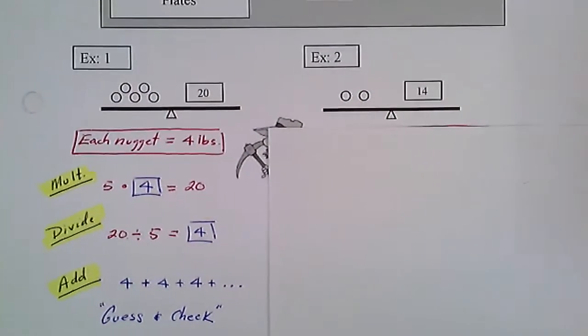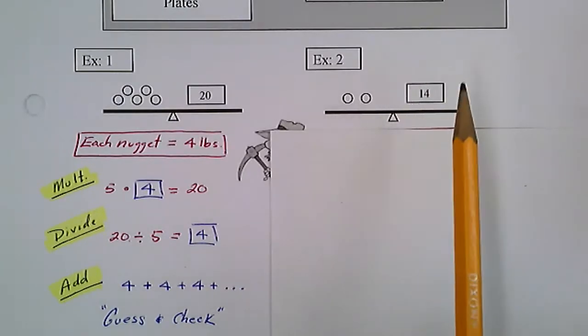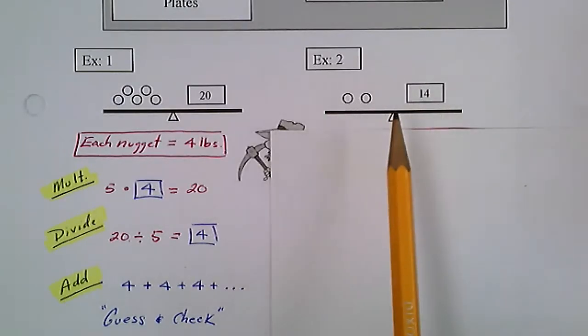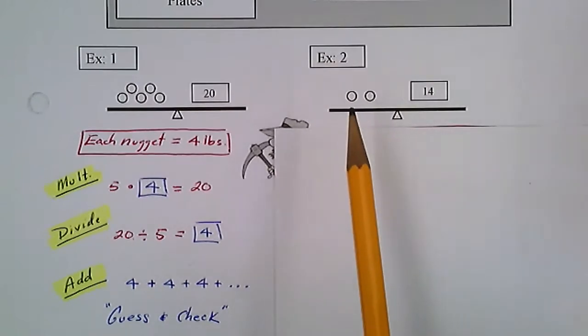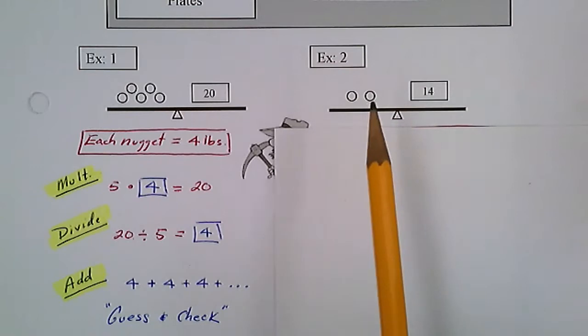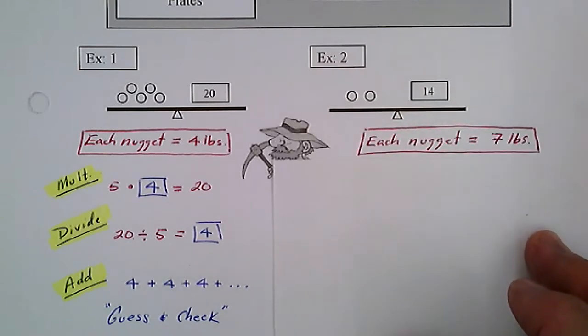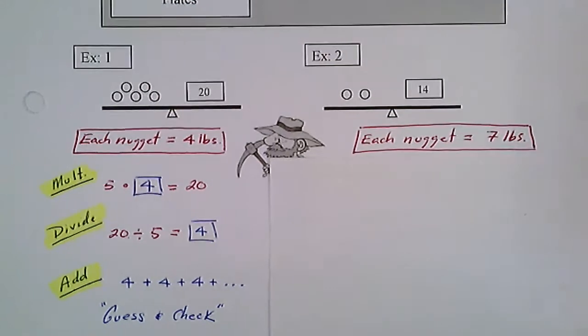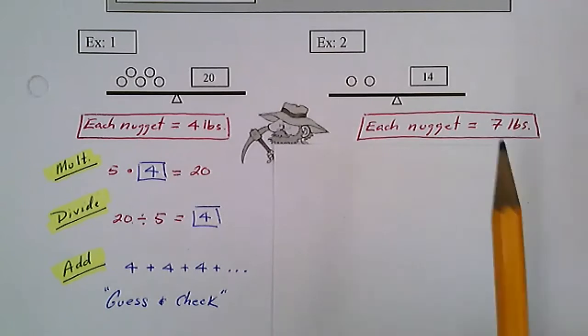So here we go. All right, so you've got 2 gold nuggets, and on the other side, it's balanced. It's equal to 14 pounds. So 2 gold nuggets equal to 14 pounds. How much does 1 gold nugget weigh? And hopefully you can identify each nugget is 7 pounds. Okay, so 7 pounds. So once again, we could use the 3 strategies.